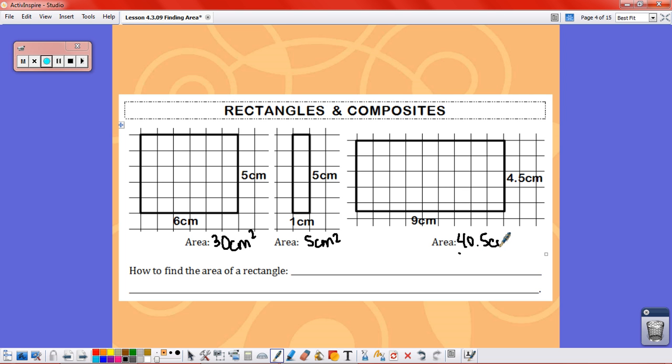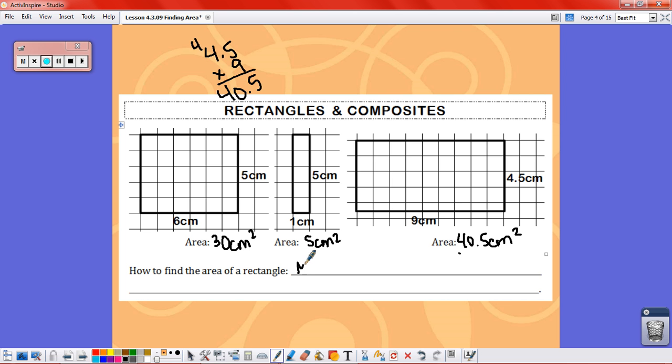40.5 centimeters squared. But most kids remember, or at least will remember once they see this, that you just multiply. 6 times 5 is 30, 5 times 1 is 5, 9 times 4.5 should be 40.5, but let's go ahead and check just to make sure. We'll do 4.5 times 9. Well, 9 times 5 is 45. 9 times 4 is 36, plus 4 is 40. And there's a decimal point, 40.5, that's correct.